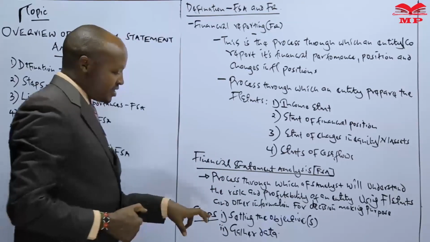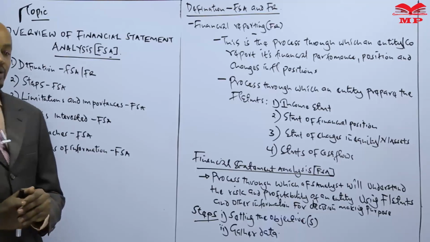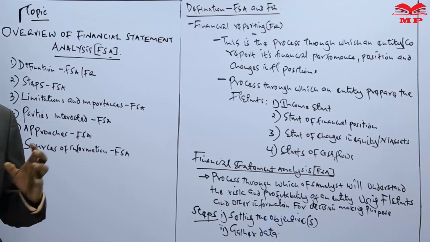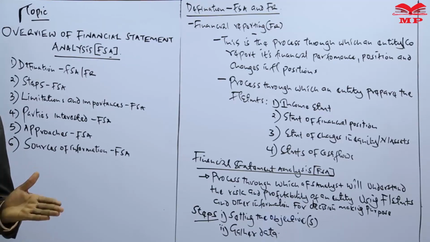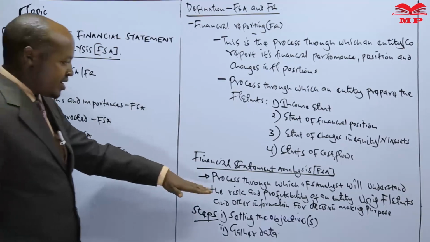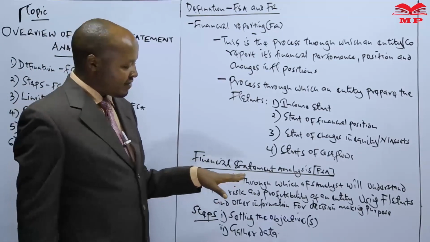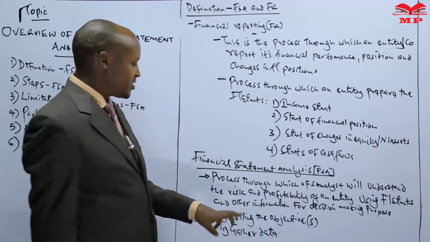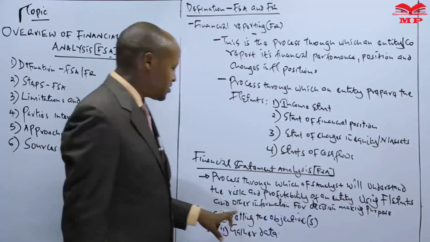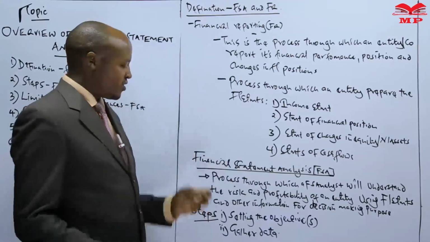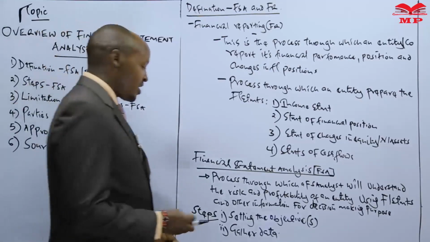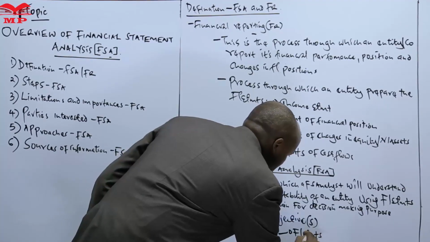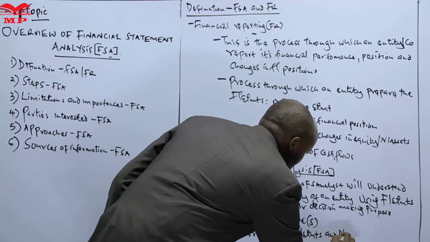In this step, that is step number 2, the financial statement analyst will be required to gather the necessary data which will be used in his analysis. Remember, in our definition, we have said that the financial statement analyst will try to understand the risk and also the profitability of the business using the financial statements and other information. So the data used in analyzing the financial statements will include the financial statements themselves which were prepared, and other information.